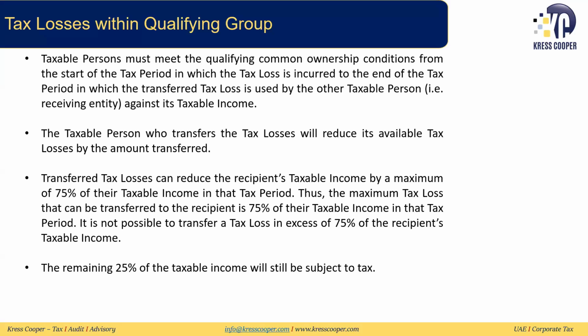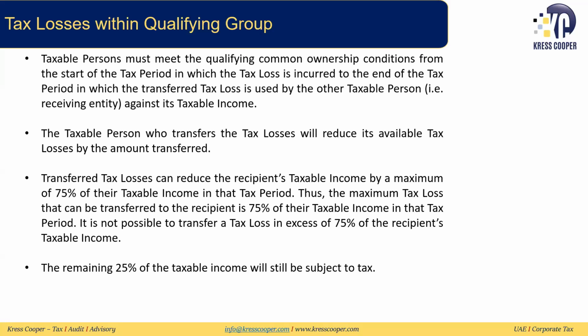The taxable person who transfers the tax loss will need to reduce the available tax losses by the amount transferred to the other company. So, for example, company A had a tax loss of 1 million, and they transferred 250,000 to company B. So now they need to reduce their tax losses, which is 1 million, by this amount, and the 750,000 they then carry forward. Transferred tax losses can reduce the recipient's taxable income by a maximum of 75%, just like in the tax loss case, where only 75% of the taxable income can be reduced, and 100% cannot be utilized.